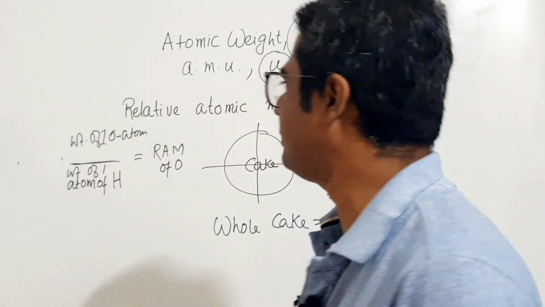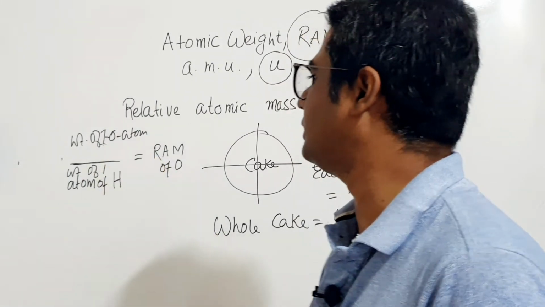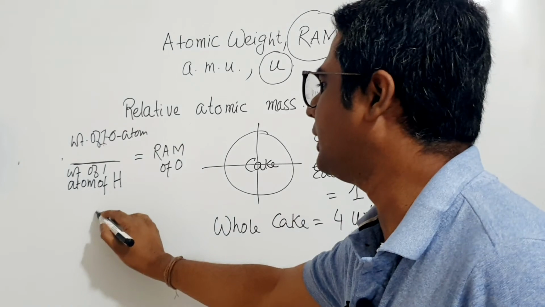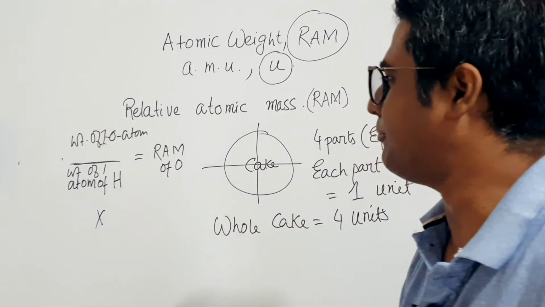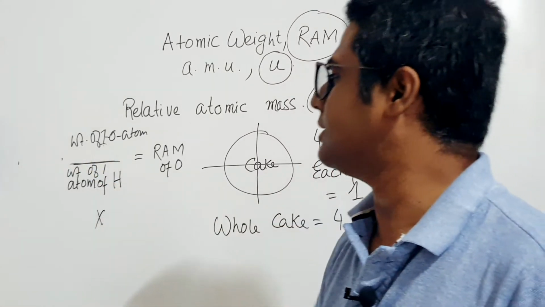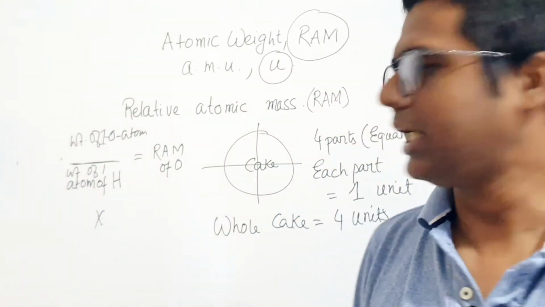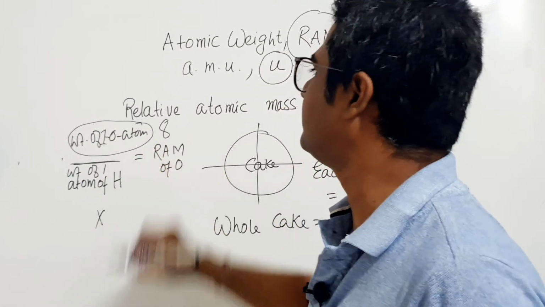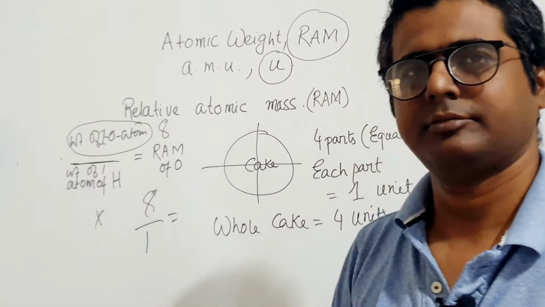Clear? No problems. Once they have calculated the relative atomic mass of oxygen, they get a value, say x. This x is called RAM. So, if the 1 unit of cake over here is the weight of one atom of hydrogen, and let us take this weight came out to be 8 units. So, 8 by 1. So, how many units? 8 units.